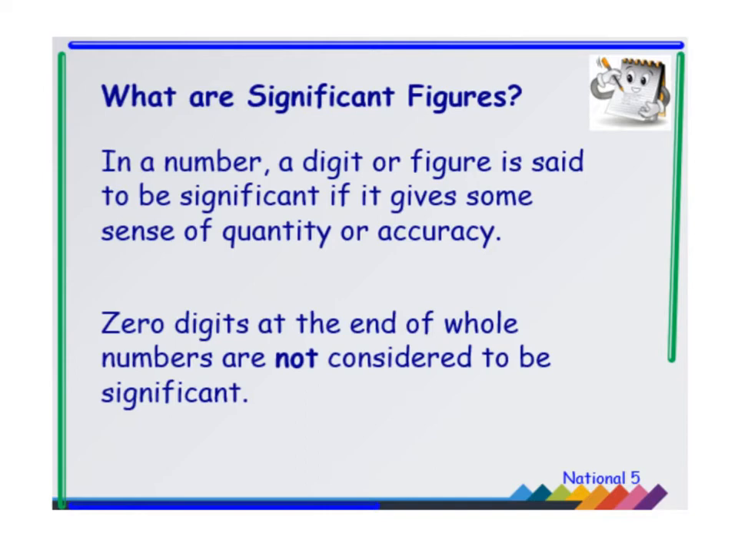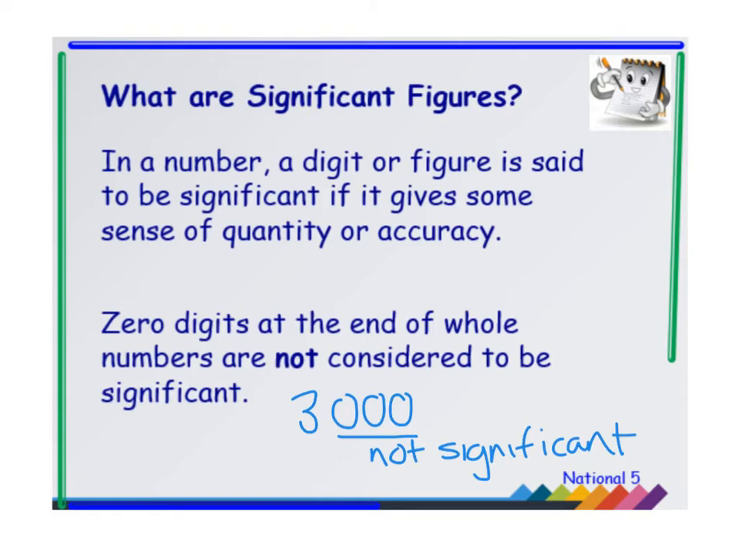Your significant other is the person most important to you. So significant here also means important. In a number, a digit or figure is said to be significant if it gives some sense of quantity or accuracy. Zero digits at the end of whole numbers are not considered to be significant. So what this means is, if I wrote the number 3000, these zeros here are not significant. So this number here only has one significant figure. It is rounded to one figure accuracy.